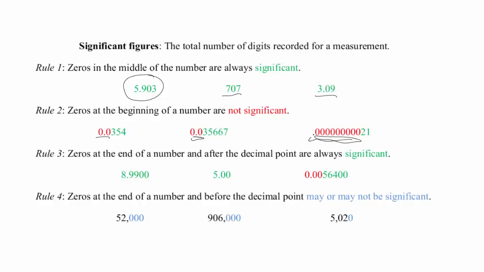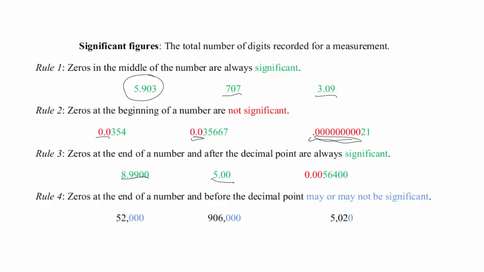So the next note is that zeros at the end of a number and after the decimal point are always significant. So in the first case, we have 8.9900. So these last 2 zeros, they are significant. So just note that if they put zeros after the decimal point, it's meant to be there. Therefore, they are significant. So that's why at the end of the numbers, they are significant, but before the numbers, they're not. For the second example, this has 3 significant numbers, and 2 of them are zeros that come after the decimal point.